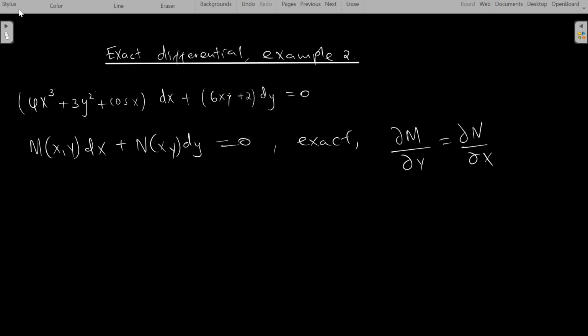So hello guys, this is our second example of these methods of differential equations. We have this differential equation. It has been differentiated with respect to x, and on the other side it has been differentiated with respect to y.